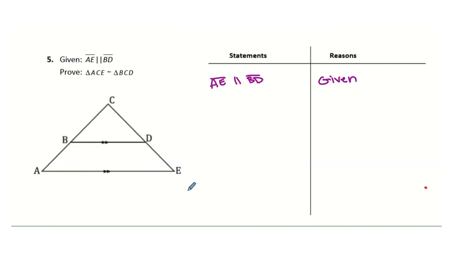If we look at our last example, our given statement is that line segment AE is parallel to line segment BD. And that's given, so I've written that down. So again, no information about any sides. So let's see if I can figure anything out about the angles. Well, because I know I have parallel lines here, I can say that angle A is congruent to angle B. And that's because they're corresponding angles. So angle A is congruent to angle B.